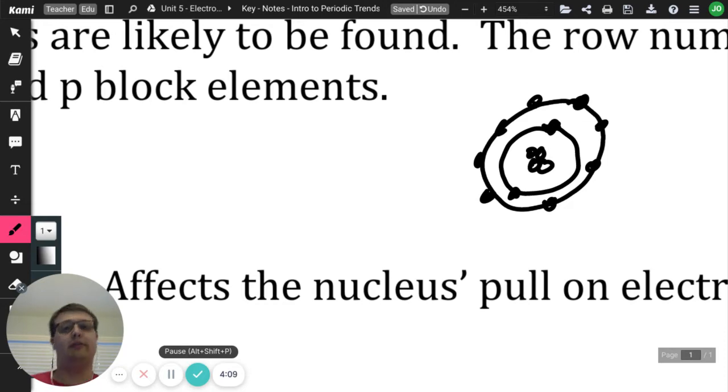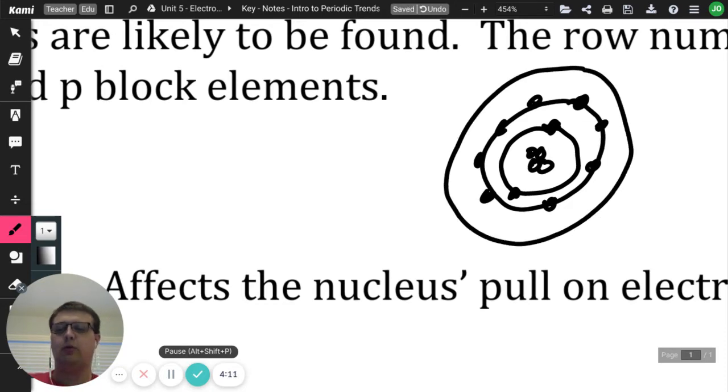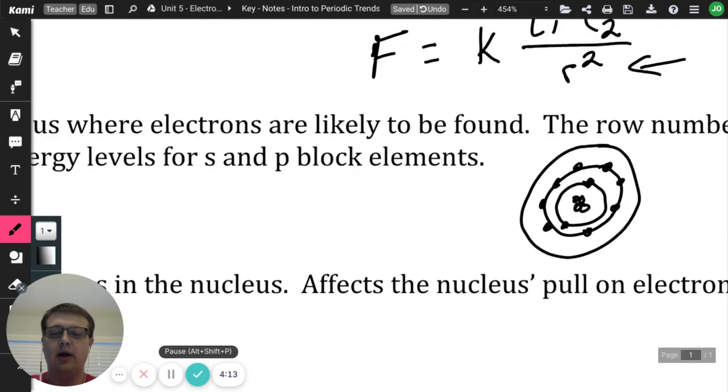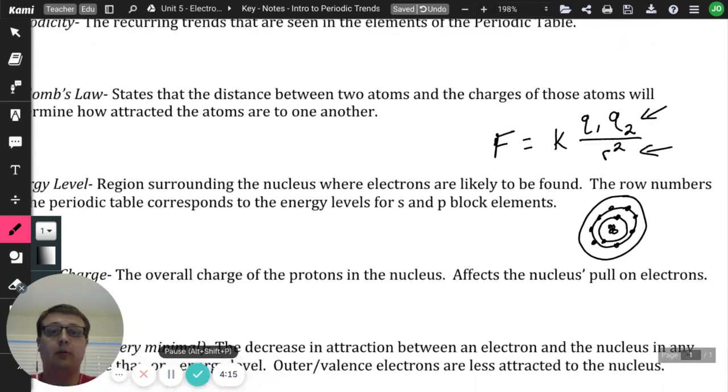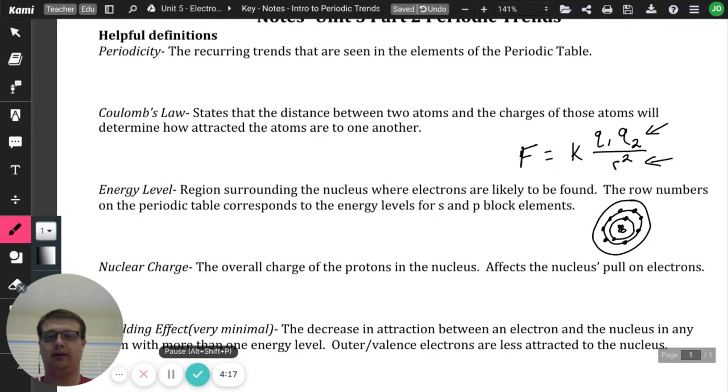If I move to energy level 3, I would have 3, 4, 4, and so on, right? So that would be a general trend that we can find. As we're moving down the periodic table, we're going to have more energy levels, okay?